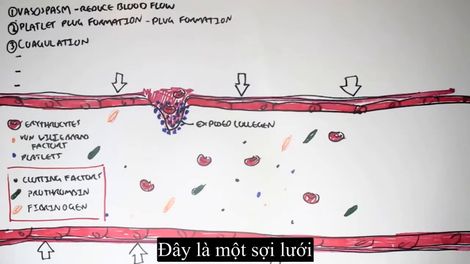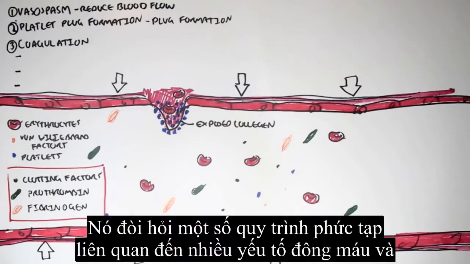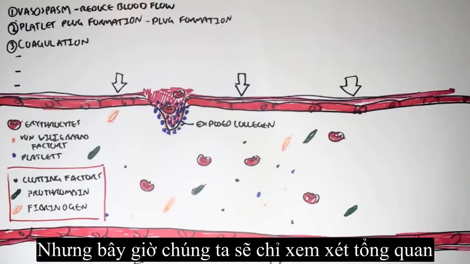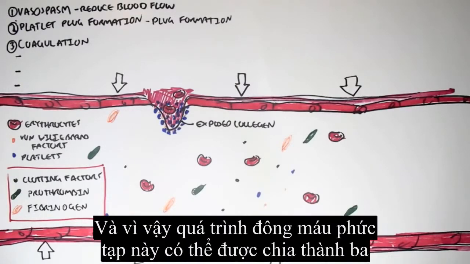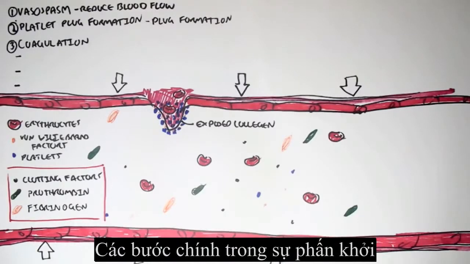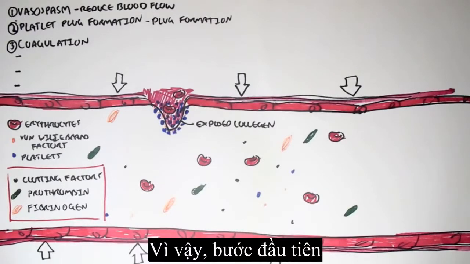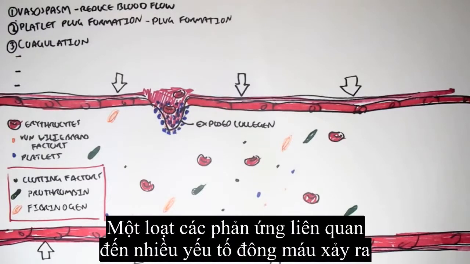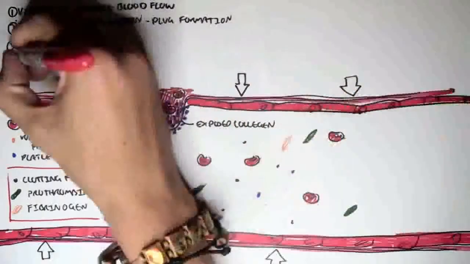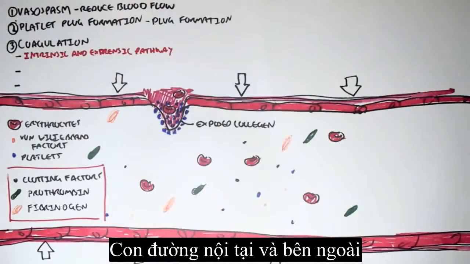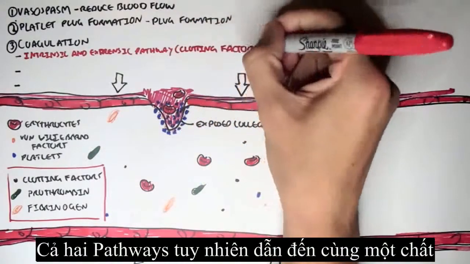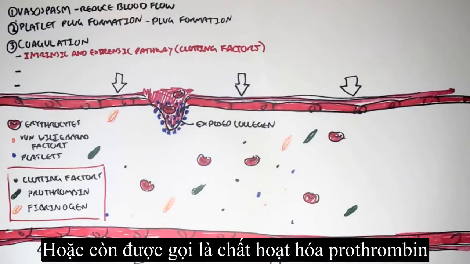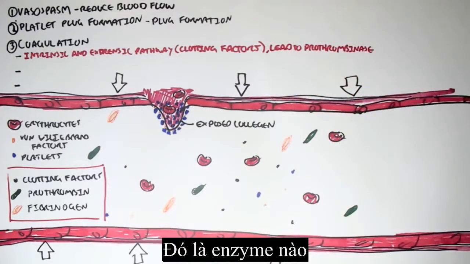Now, to form this gel, which is the fibrin mesh, it requires a number of complex processes involving many clotting factors and procoagulants. But for now, we will just look at the overview. And so this complex clotting process can be divided into three main steps in coagulation. So the first step: because the blood vessels are injured and platelets have aggregated, a series of reactions involving many clotting factors occur. Now, there are two pathways involving these clotting factors, the intrinsic and extrinsic pathways. Both pathways, however, result in the same substance, prothrombinase, also known as prothrombin activator, which is an enzyme.